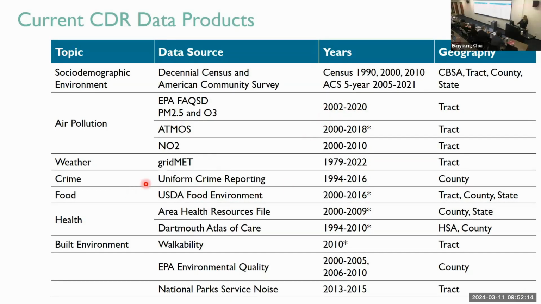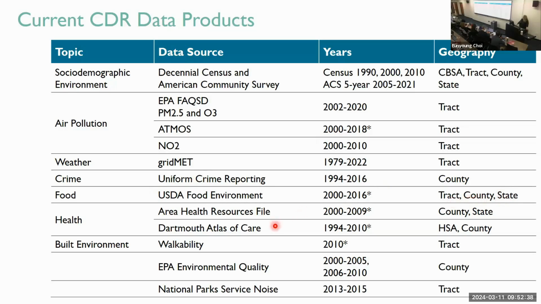We have information on crimes from the FBI's Uniform Crime Reporting data set. Those are available at the county level. Theoretically, you could try to get those at the city level. We've tried this. It seems quite difficult. So for now, it's not a priority for us. We also grabbed these interesting food environment measures from the USDA, which we make available at different geographic levels.